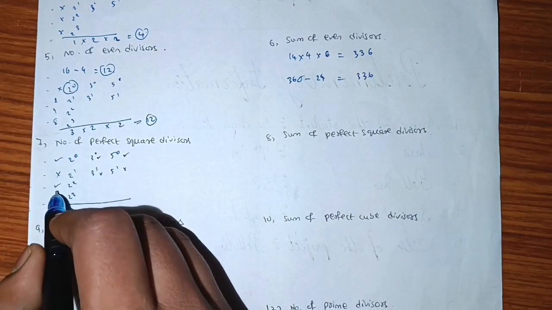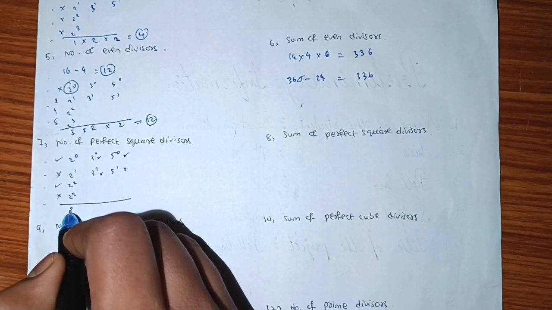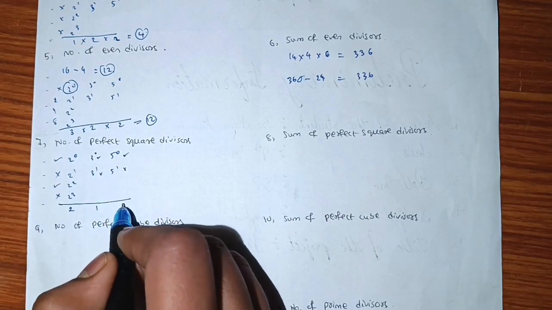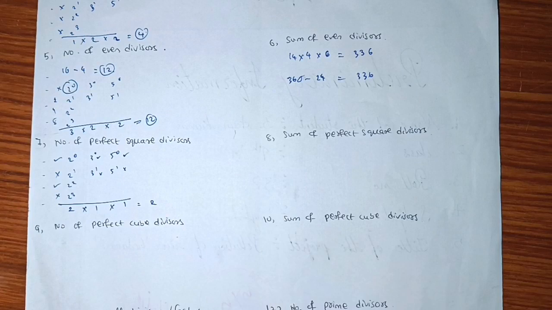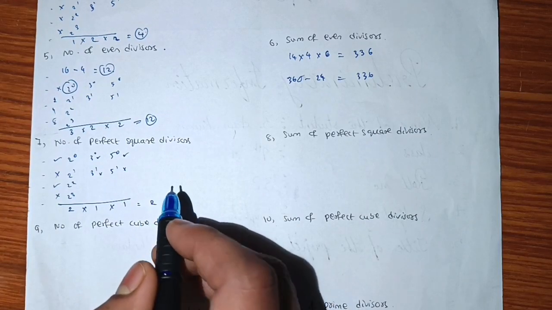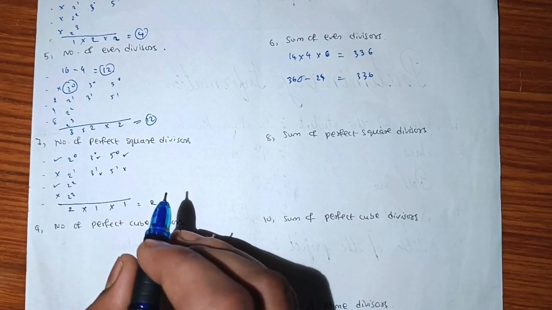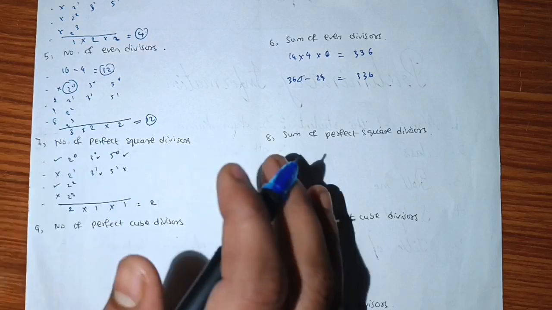So in this, the count is 2. Here the count will be 1, here the count will be 1. So if you multiply all this, you will get the value as 2. So the number of perfect square divisors is 2 for the value 120.